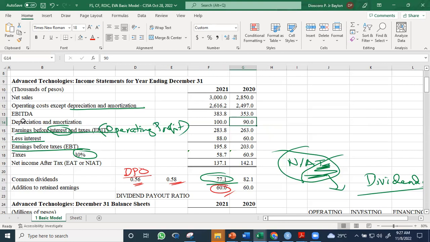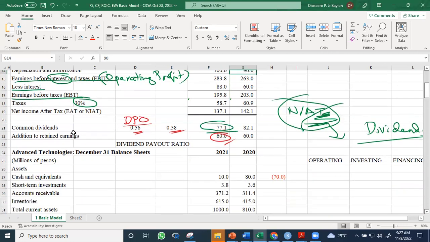By the way, after you subtract depreciation and amortization from EBITDA, you have EBIT. This is your operating profit, or EBIT. And then you subtract interest expense to get your earnings before tax. And then finally, you subtract tax to get your net income after tax.